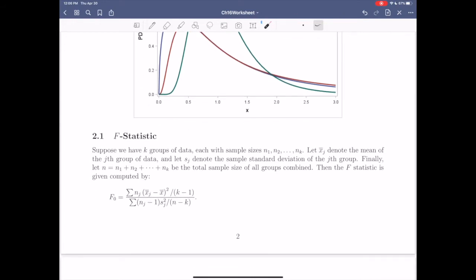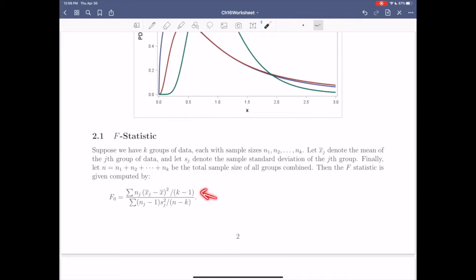The F statistic that we're going to work with when we have all these groups of data is going to be as follows. So this F statistic is the quantity that we want to compute. The formula is a little bit more complicated. There's a little bit more math involved, but it's not so bad actually. So the F statistic is given by the following formula.